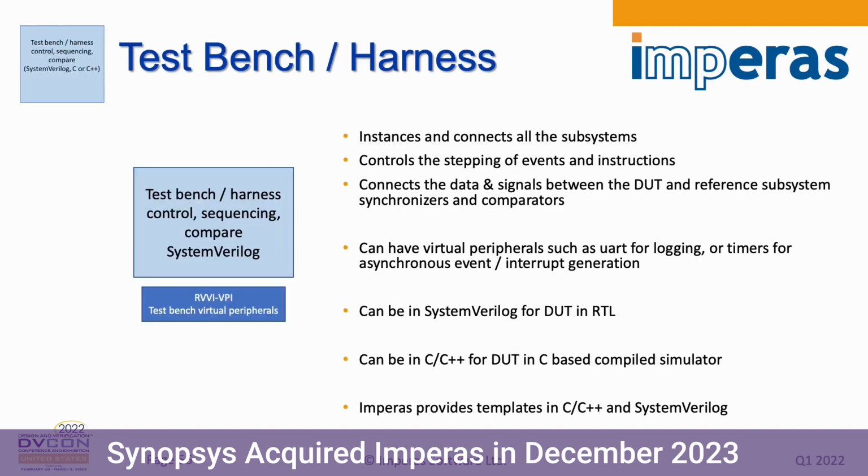The central part is the test bench or harness, and this is the thing that instances and connects everything together. It controls the stepping of the instructions, and it connects things together between the device under test and the reference subsystem, which is doing the verification. It will include connections for whatever synchronizing and comparing things. It will have some form of virtual peripherals in it to do things like logging to the screen or to files. It probably has some timers for doing asynchronous interrupts and things like that. A test bench can be in SystemVerilog, or if you're using a C-based simulator, it can be in C or C++. We actually provide templates with our environment for both C and C++ and for SystemVerilog usage for CPU DV.